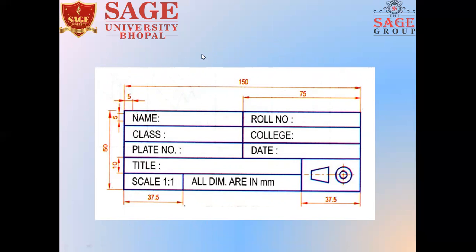So I'm taking the length as 150 mm and the width as 50 mm. The first column is the name, second column is the class, third column is the grade number, then title, scale, all dimensions in mm, date, college, roll number. This is the basic information which is compulsory from the student's point of view only. So it is just symbolic. Here I've represented the symbolic representation. It is a first angle projection symbol.